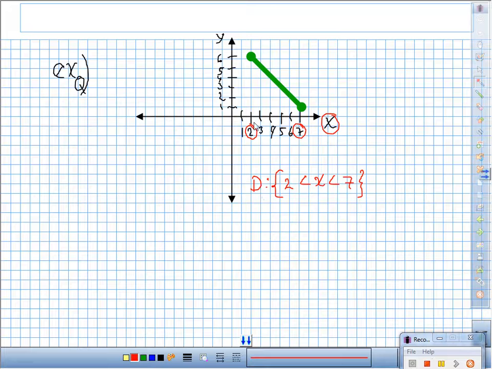What we do need to worry about, does it include the 2? Yes. So therefore I write an equal sign underneath. Does it include the 7? Yes. Okay, I got my domain. Range.